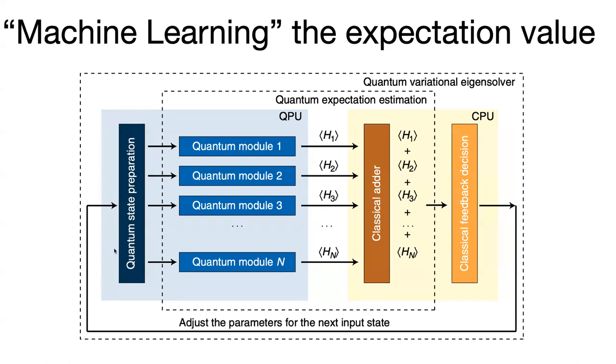So this is very similar to the way that you think of machine learning algorithms, except for the fact that this stuff in blue is a quantum processor, and this stuff, the dotted line, is a quantum expectation value. This cannot be run on classical machines. This is impossible to run on classical machines.